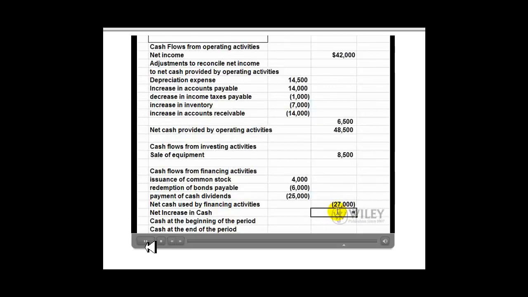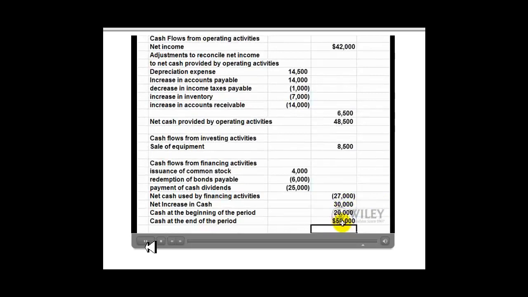So we determine the total change to cash. We add the net cash provided by operating activities of $48,500, $8,500 cash flows from investing activities, and an outflow of $27,000 in financing activities. So there's a net increase of cash of $30,000. We have cash at the beginning of period of $20,000. So the cash at the end of the period is $50,000. That ties into the balance sheet ending balance in cash.